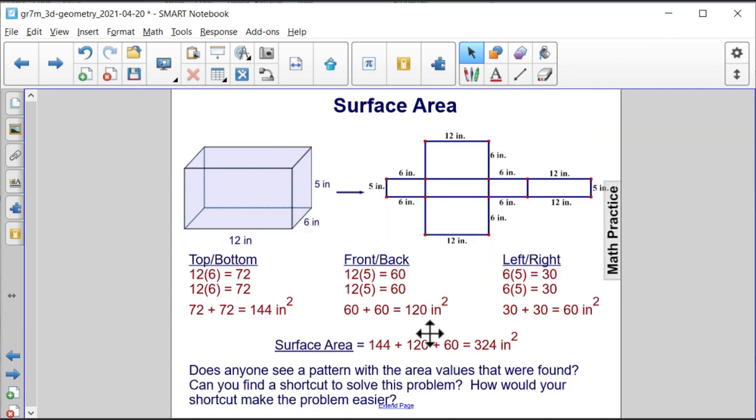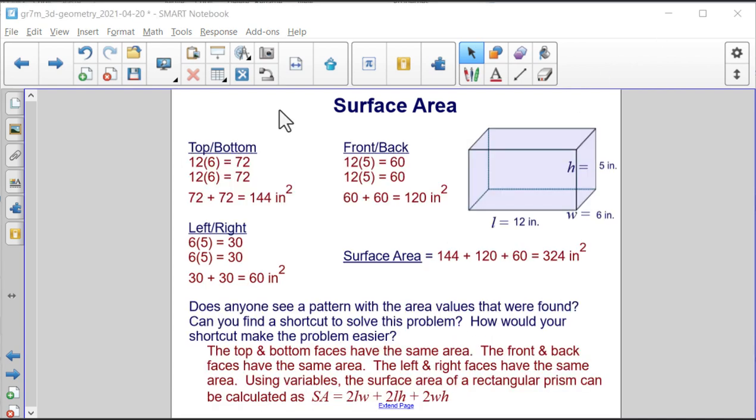Does anyone see a pattern with the area values that were found? Can you find a shortcut to solve this problem a little bit more easily? And how would your shortcut make the problem easier to solve? Take a moment to pause this video and think about these questions, and when you're ready for the solutions to these questions, unpause it.